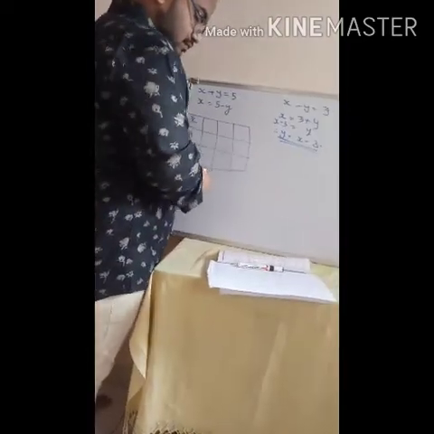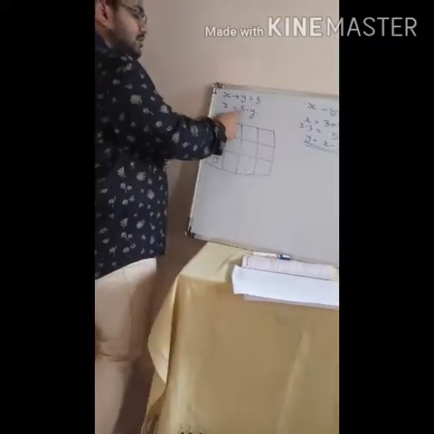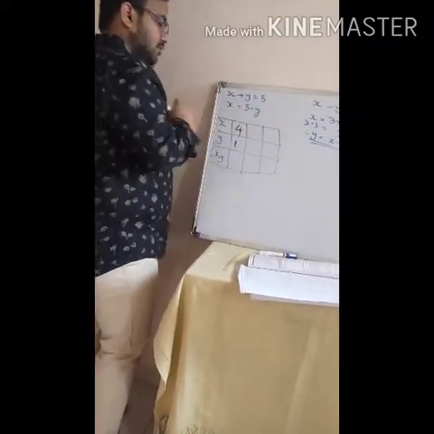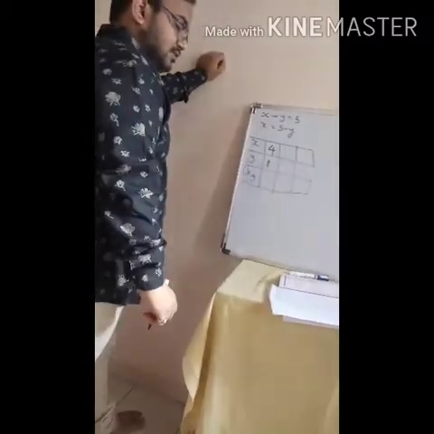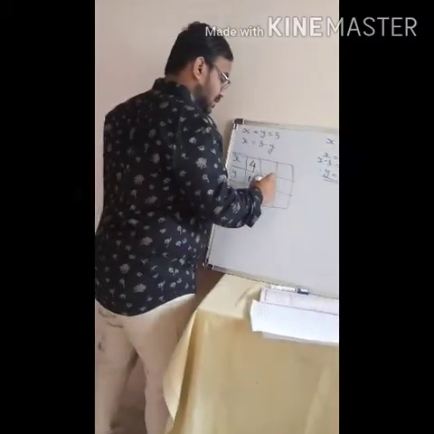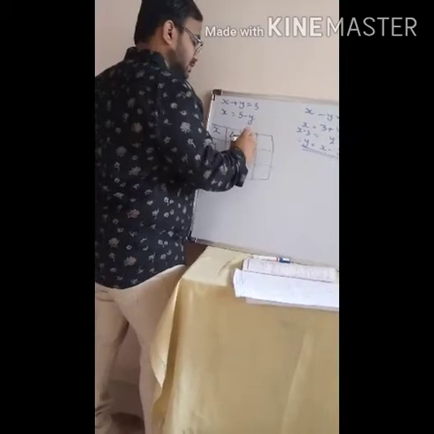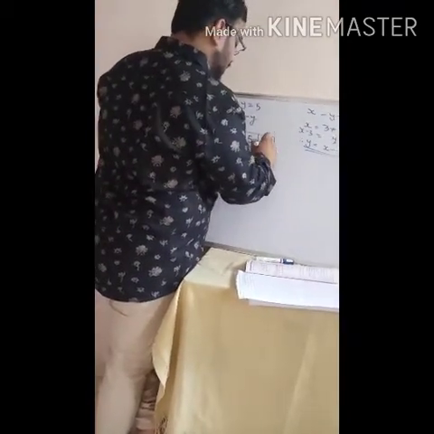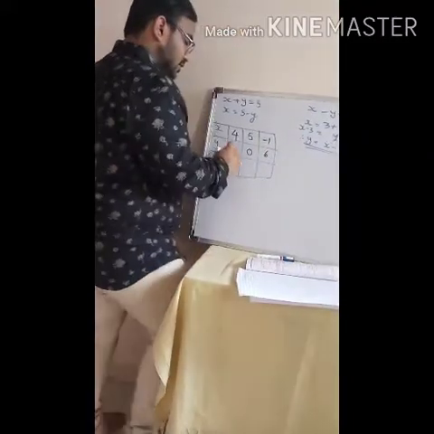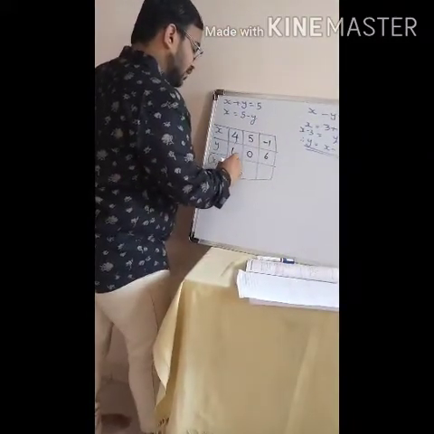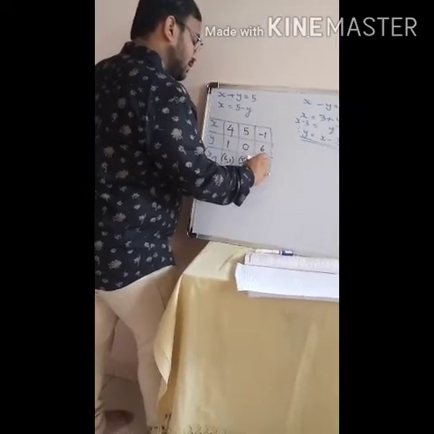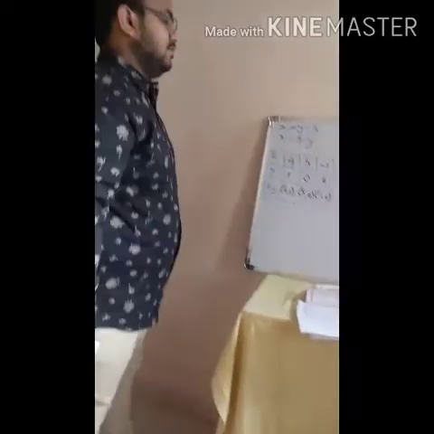Okay, so let's see. Here first we will take y. If we take y as 1, x will become 4. If we take 0, it will become 5. And if we take 6, it will become minus 1. So this will be 4, 1; 5, 0; minus 1, 6.